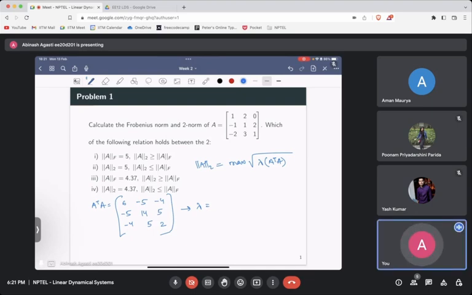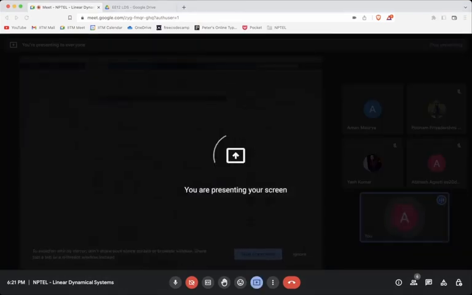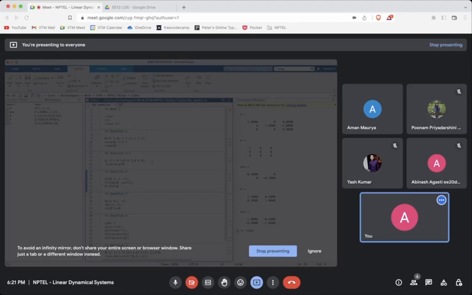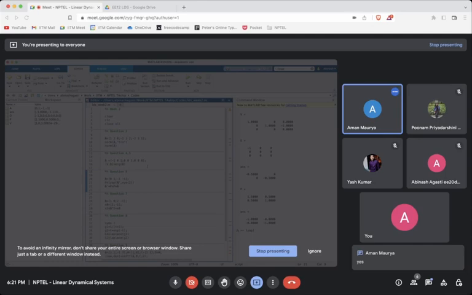So, for finding the eigenvalues, we solve this equation: lambda I minus A, its determinant has to be equal to 0. If you take this equation, then we can maybe move to MATLAB to check. One minute. Can you see the MATLAB screen? Okay. We'll just clear this.